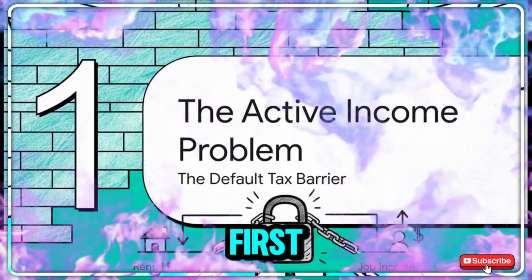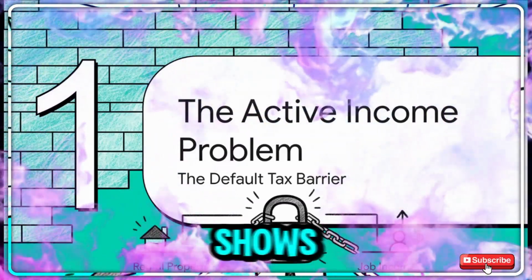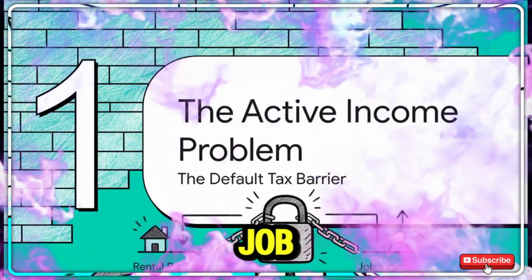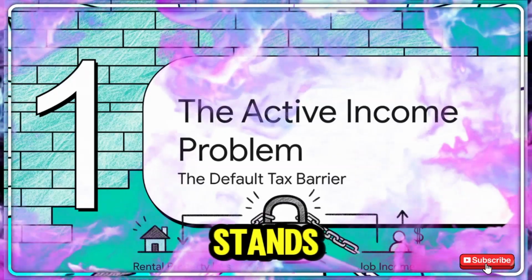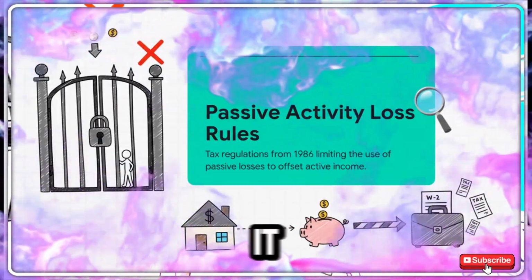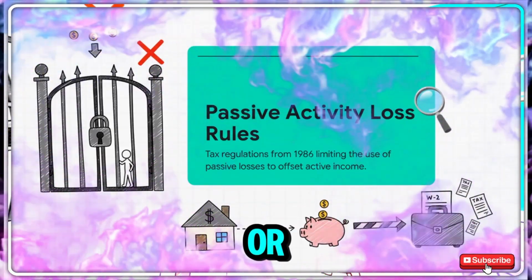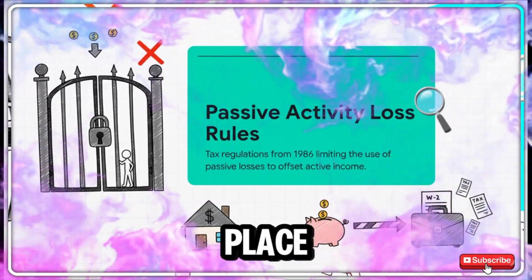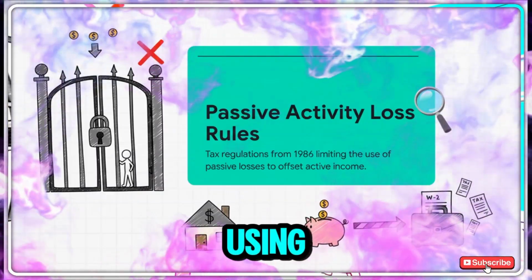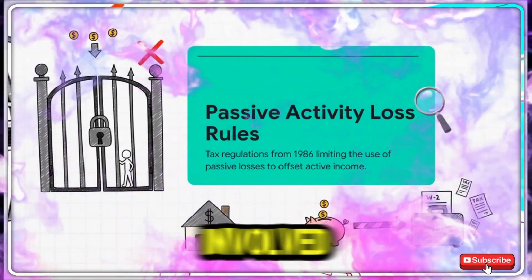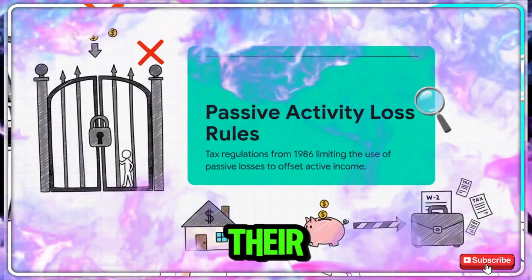Okay, first things first, we have to understand the biggest roadblock. A lot of people just assume that if their rental shows a loss, they can just subtract it from their job income. But nope, that is not how it works by default. There's a big rule that stands right in the way. This is the gatekeeper, the passive activity loss rules, or PAL rules. They were put into place back in '86 for one specific reason: to stop people from using losses from investments they weren't deeply involved in, like most typical rental properties, to just wipe out the taxes on their main job.